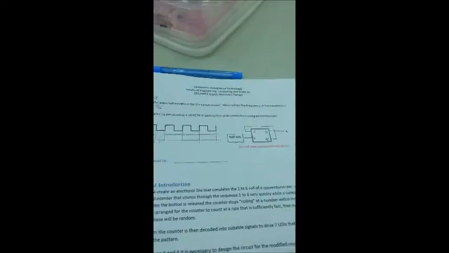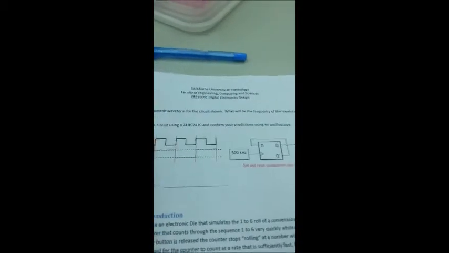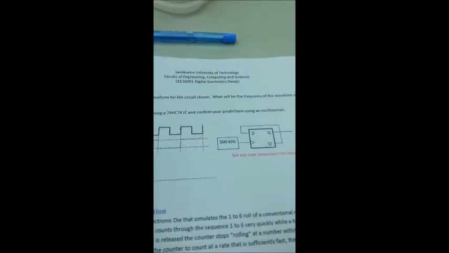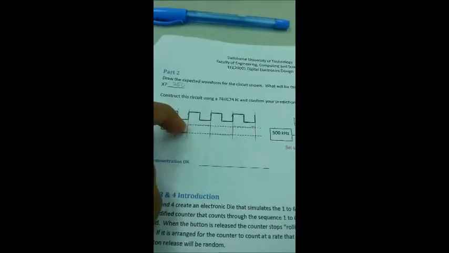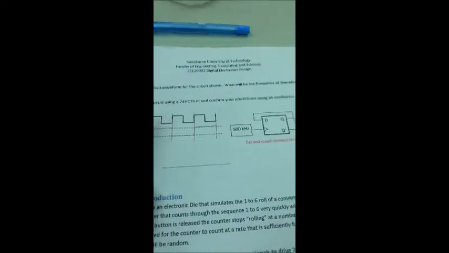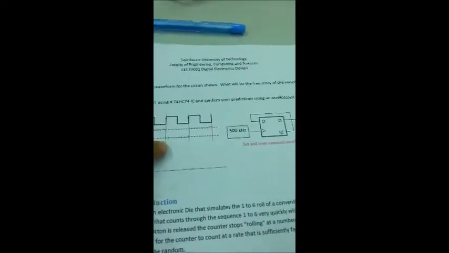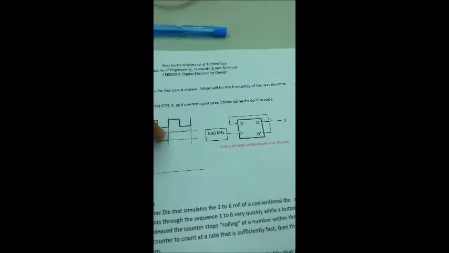Everyone, I am doing lab 2 part 2. The expected waveform for the circuit shown is as follows, where at the rising edge of clock, Q will change its state to 1, and exactly as the rest of it, at the rising edge here, Q will change to 0, and here again at the rising edge, it will change its state to 1.